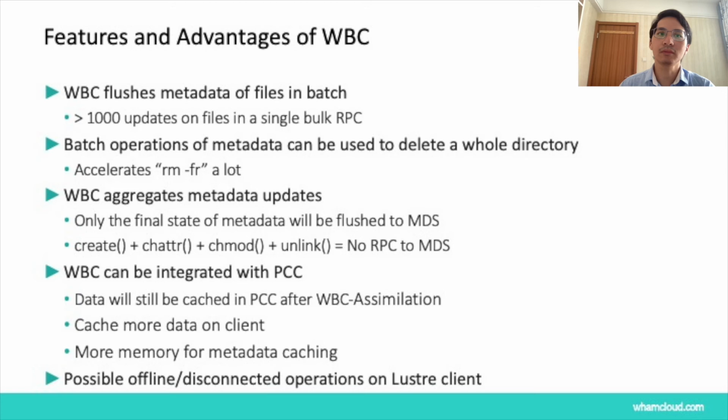Okay. So after understanding the design of writeback cache, I think it is obvious why writeback cache can accelerate metadata performance. One major reason is it flushes metadata of files in batch, which greatly reduces the number of RPC operations. And the batch metadata operation can be used for other purposes. For example, it can be used to accelerate operations like deleting the whole directory tree, and the acceleration will be huge, as we can see.